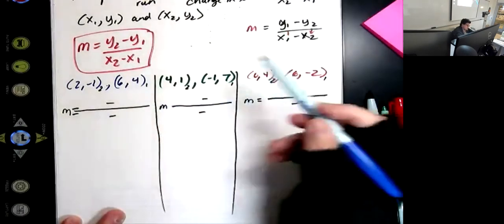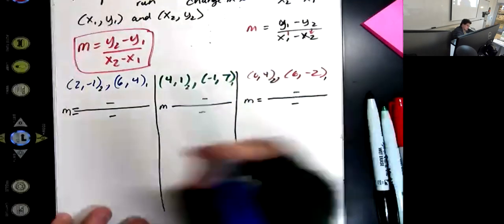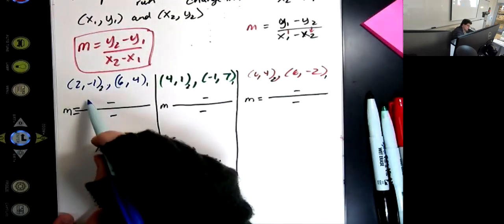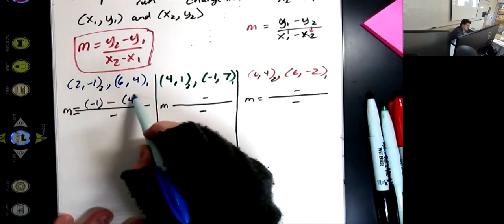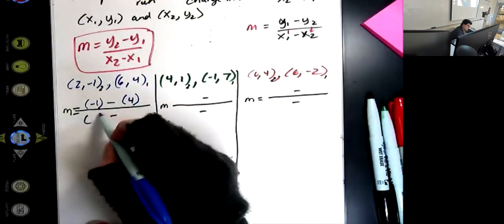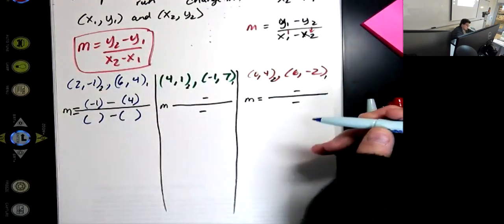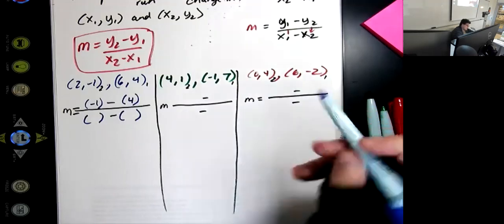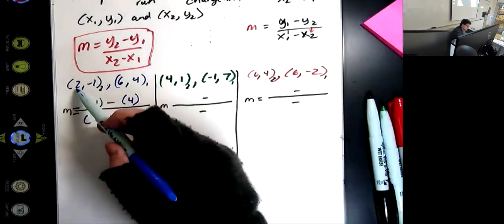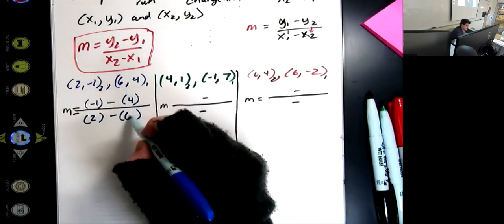So I need to do y2 minus y1 on top. My y2 value here is -1. My y1 value here is 4. You'll find it helps to put them in parentheses, especially if they're negative, so that you don't mess it up with the minus sign already there. x2 was 2, and x1 was 6.